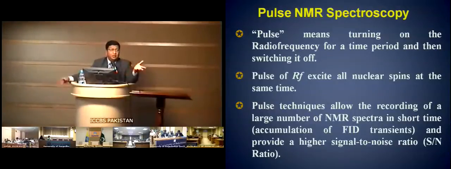32 FIDs. You don't do your Fourier transformation on each one. You just add them all together, average them out, then do a Fourier transformation, then record a frequency domain spectrum. These experiments are not called experiments, they are called scans. So there are 32 scans.